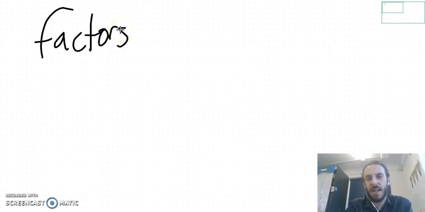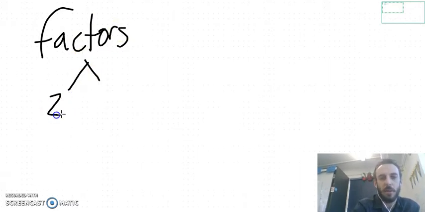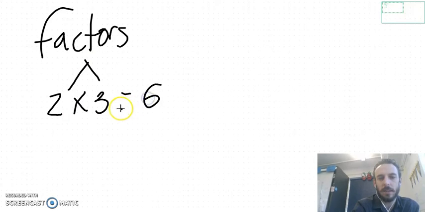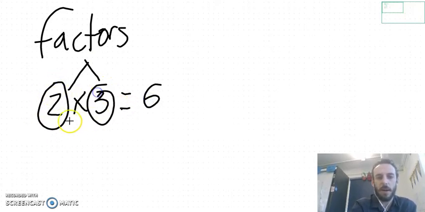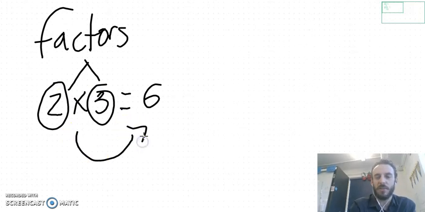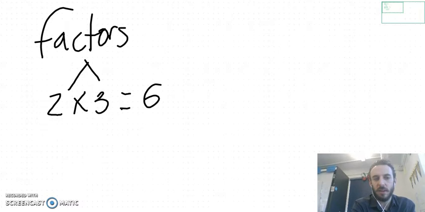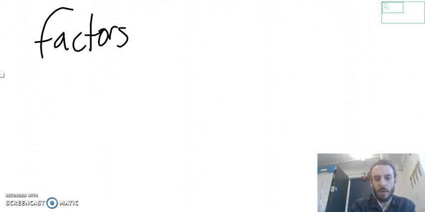Basically, factors are just any two numbers that multiply together to give you an answer. So for example, 2 times 3 equals 6. In this instance, the number 2 and the number 3 are both factors of 6 because when they multiply together, they give you 6.